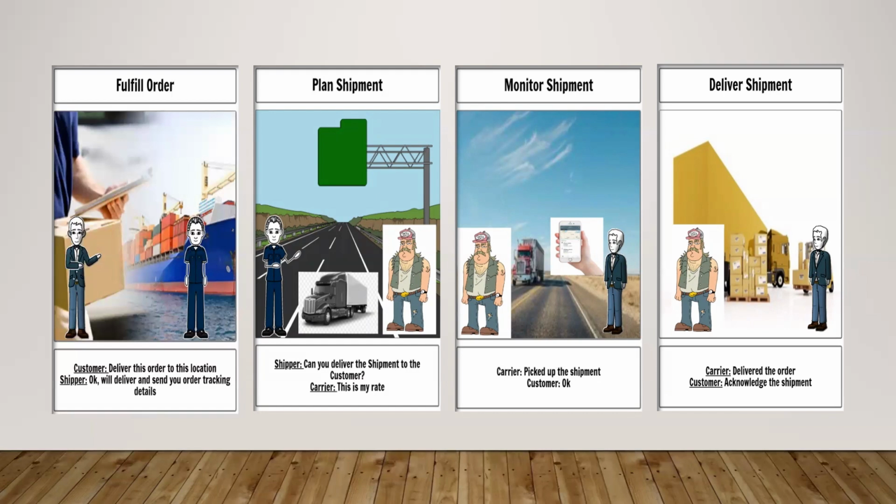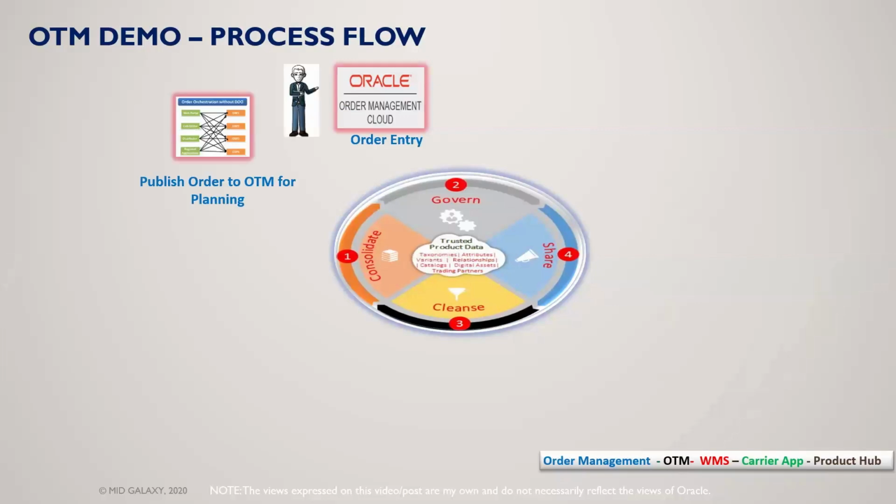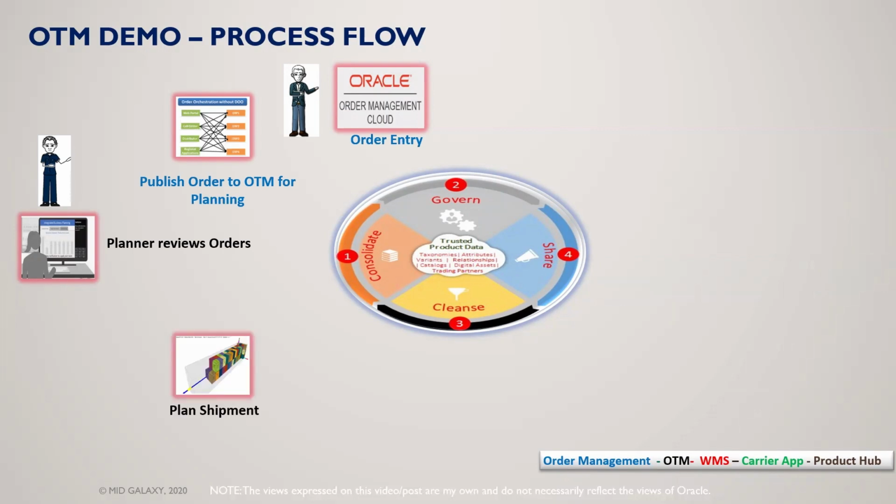So let me provide a summary of how this happens in order management and OTM. In order management, you create the sales order, and in order orchestration, you send the order to plan the shipment in OTM. The planner in OTM reviews the order from order management and plans the shipment to see whether it's a full truckload or less than truckload, what the weight will be, what the volume will be, and the estimated cost to fulfill the shipment.